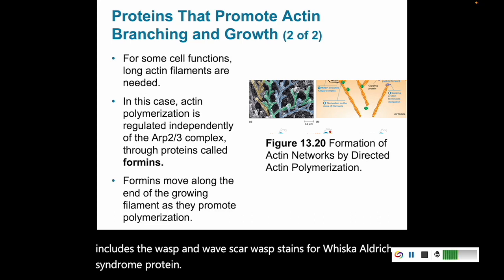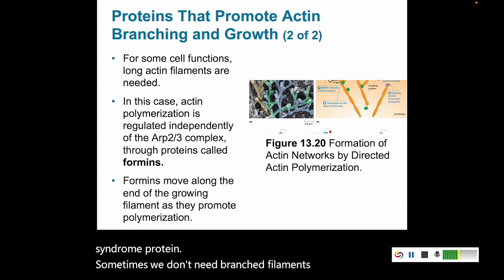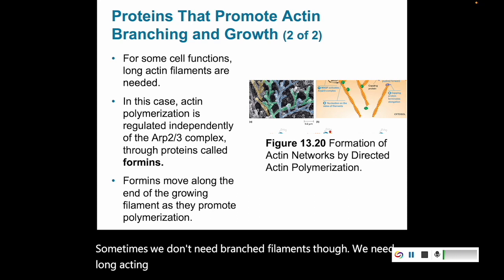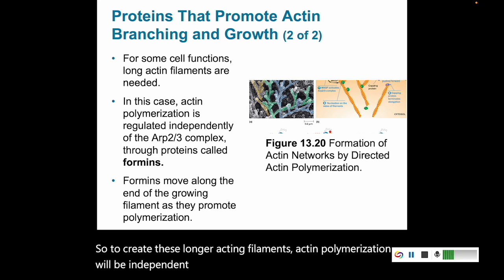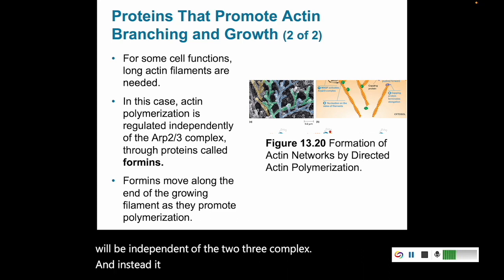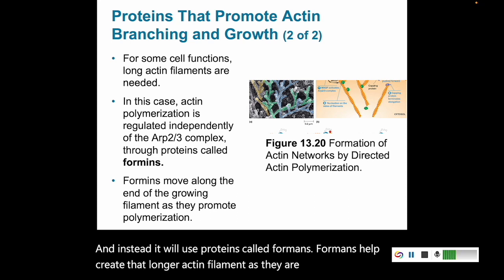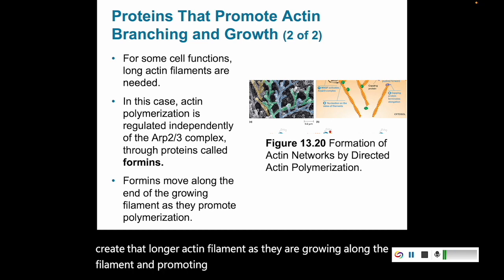Sometimes we don't need branched filaments, though. We need long actin filaments. So to create these longer actin filaments, actin polymerization will be independent of the ARP2/3 complex, and instead it will use proteins called formins. Formins help create that longer actin filament as they're growing along the filament and promoting polymerization and not branching.